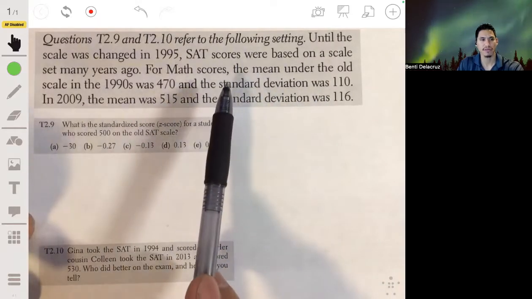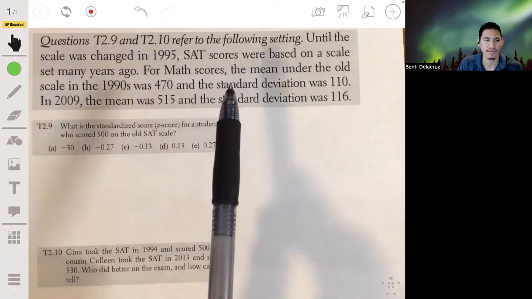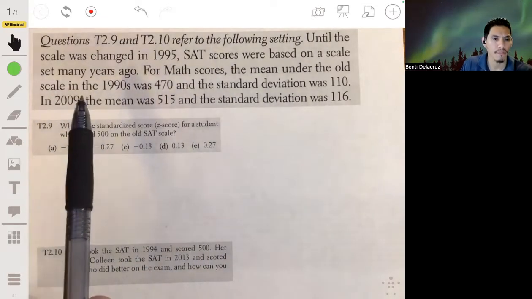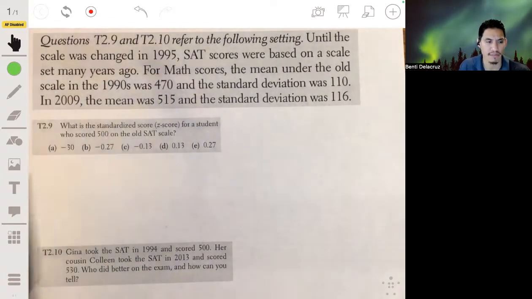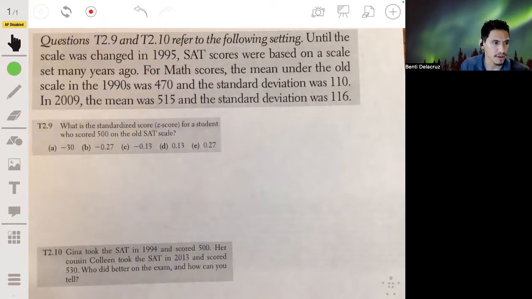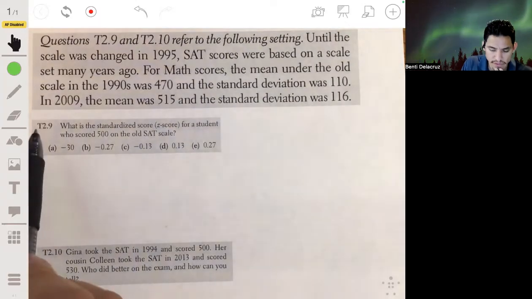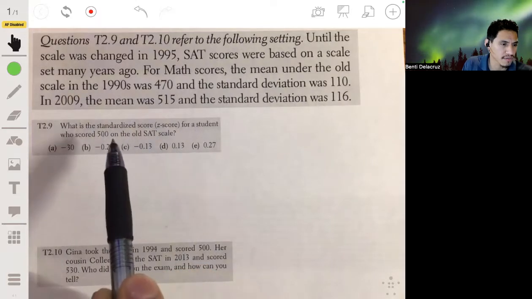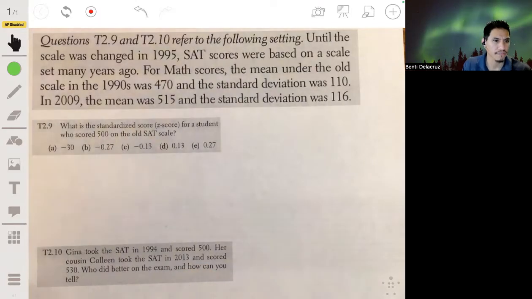So we have two different distributions for SAT math scores. One in the 1990s, and then one in 2009 and beyond, I guess. All right, so problem 1, or problem 2.9. Find the standardized Z-score for a student who scored 500 on the old SAT scale.